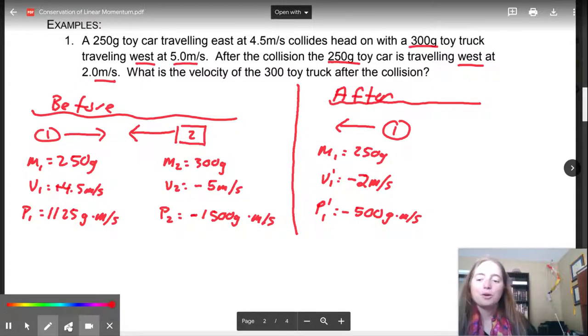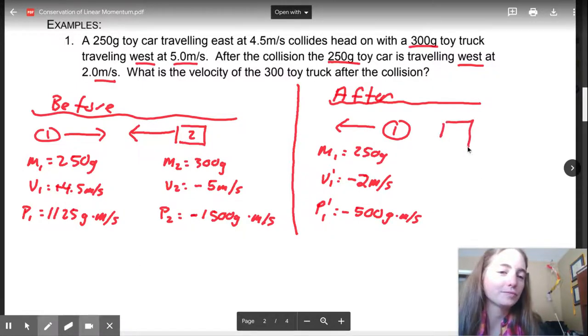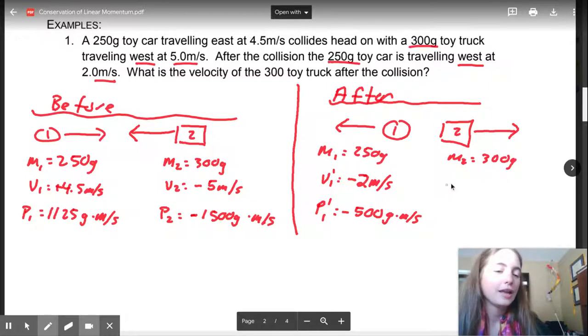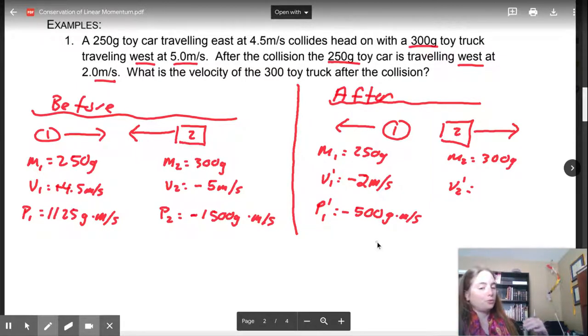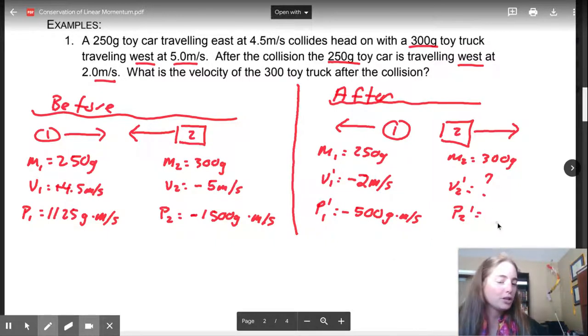We are now going to draw the truck like that. M2, 300 grams. That hasn't changed. Now we have V2 prime. So the velocity of that second object has changed. What is the velocity of the 300 gram toy truck after the collision? We don't know that. That's what we're trying to find. And P2 prime, we don't have. We can't do anything with that.